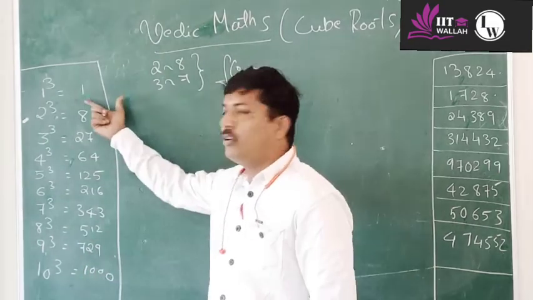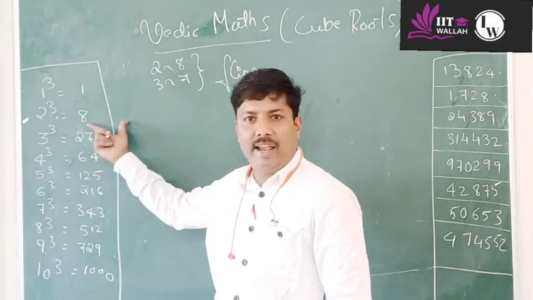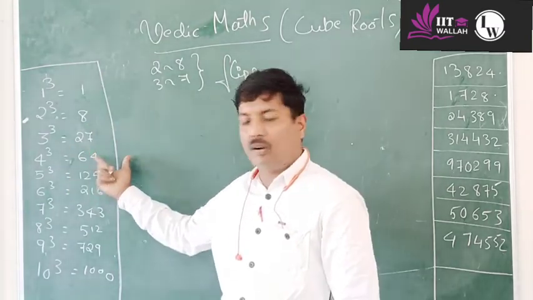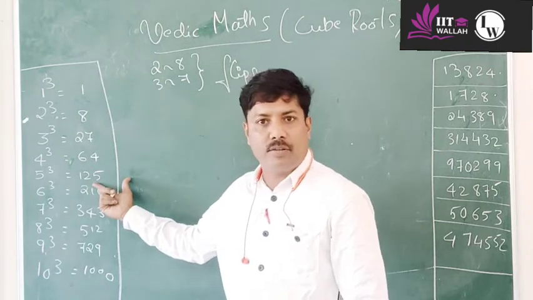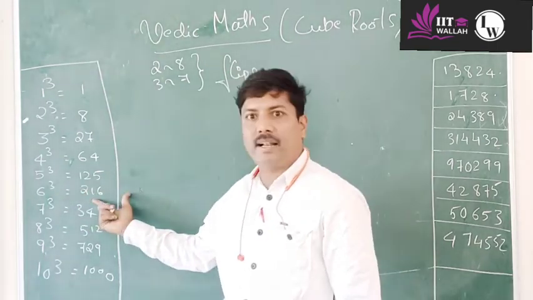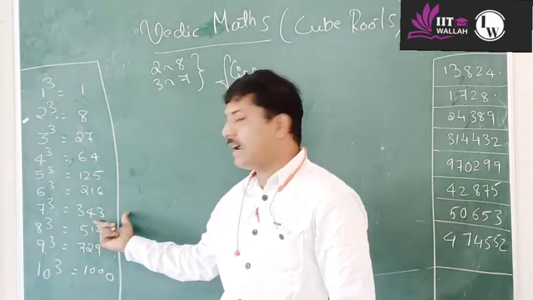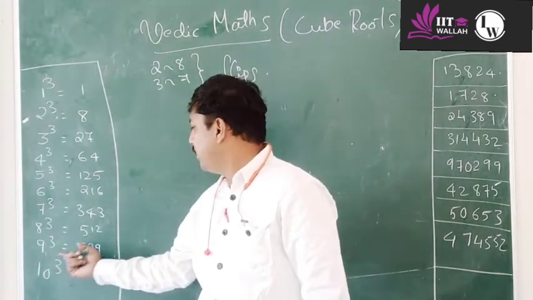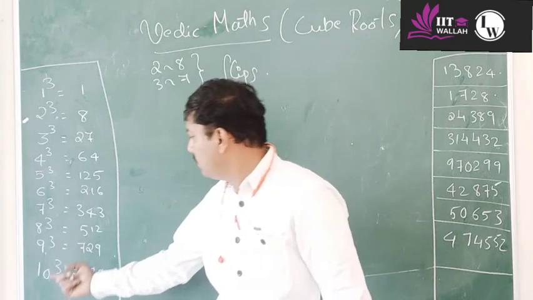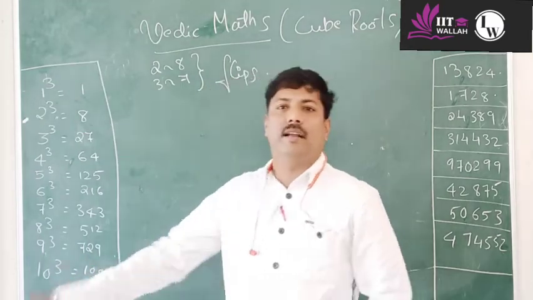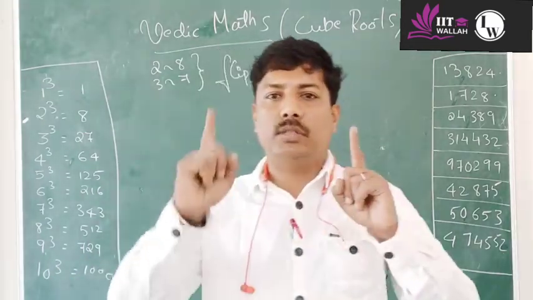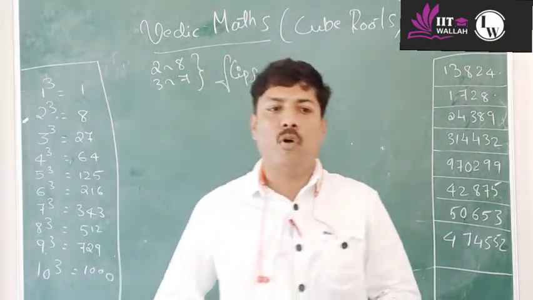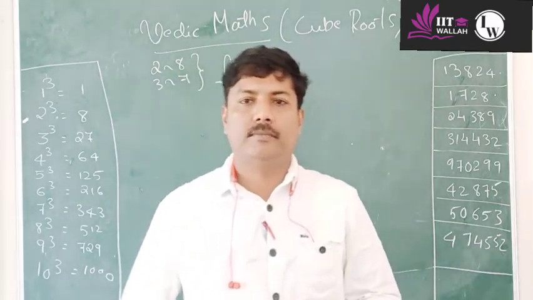1 cube is 1. 2 cube is 8, 3 cube is 27, 4 cube is 64, 5 cube is 125, 6 cube is 216, 7 cube is 343, 8 cube is 512, 9 cube is 729, and 10 cube is 1000. So from 1 to 10, you need to memorize the cubes. I think all of you have this in your mind.